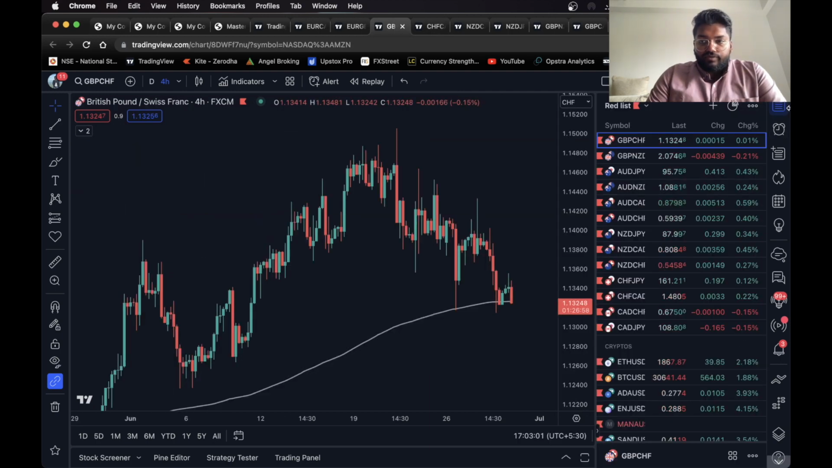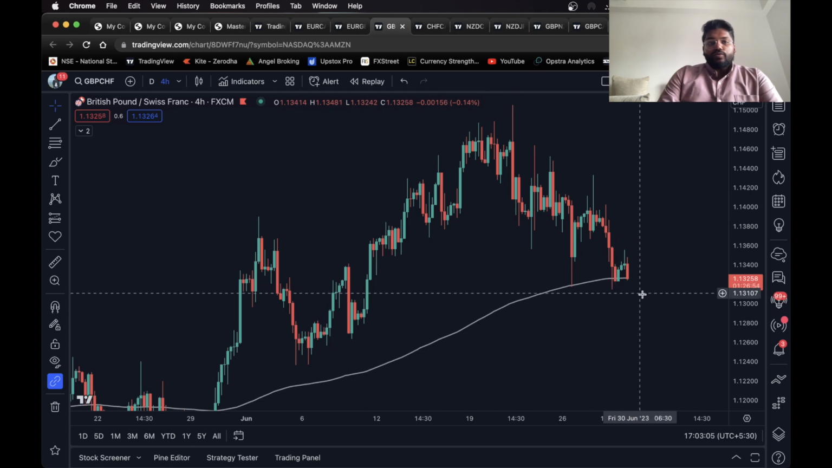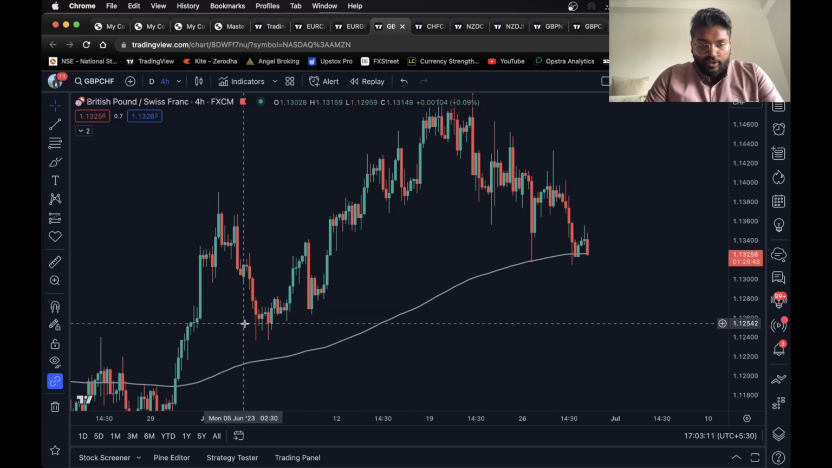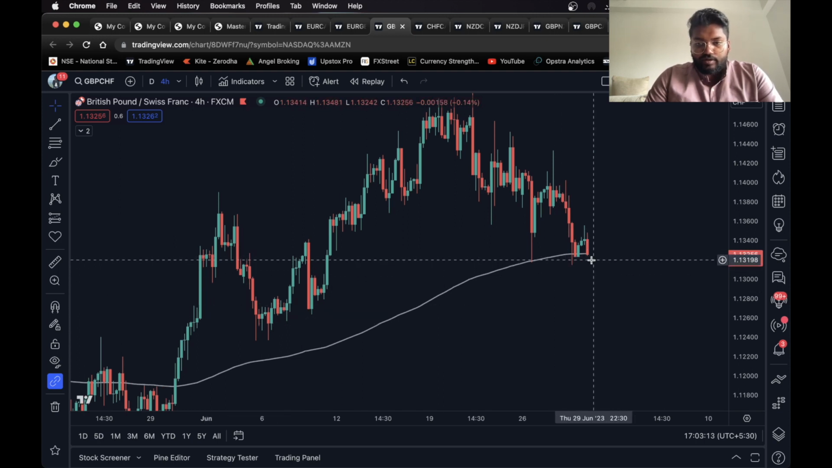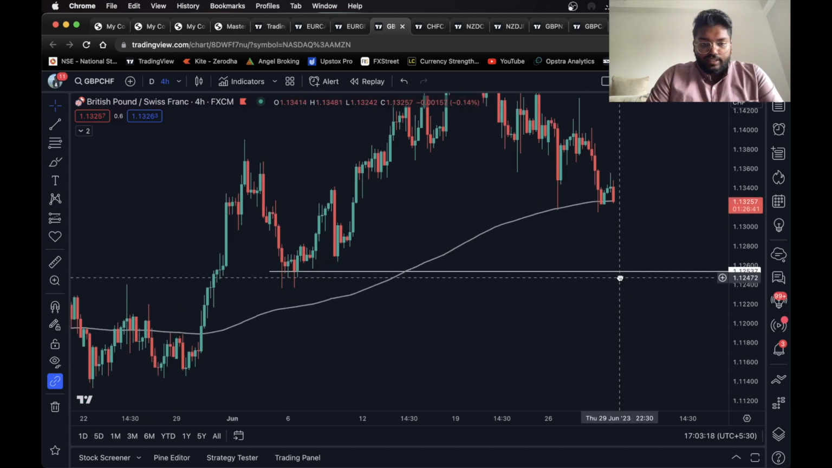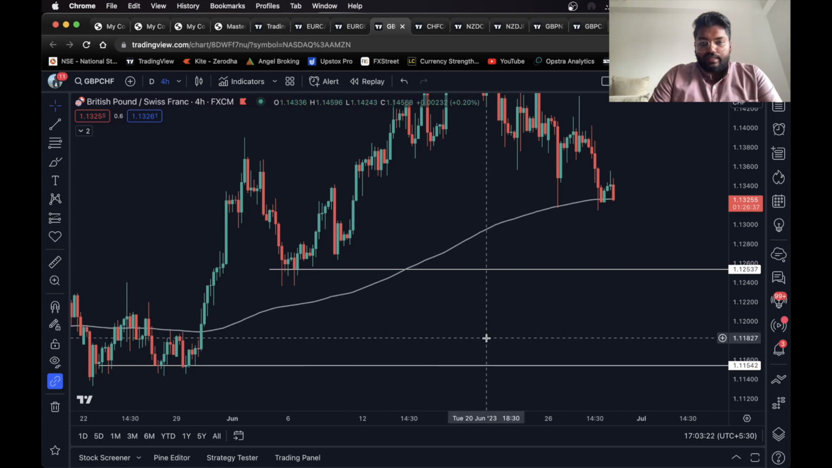Moving on to the next one, we have GBP and Swiss franc. As you can see, it is on the 200 EMA on the 4-hour time frame. So what you can do is wait for it to break down. Once it breaks down this level, a short entry can be taken. If you are a very safe trader, you can wait for a retest and you can consider this level as your first target, and this level as your final target.